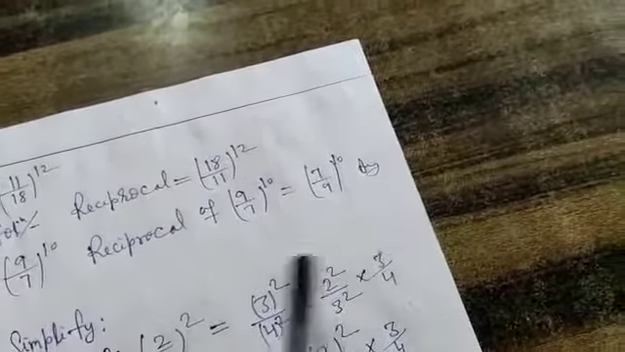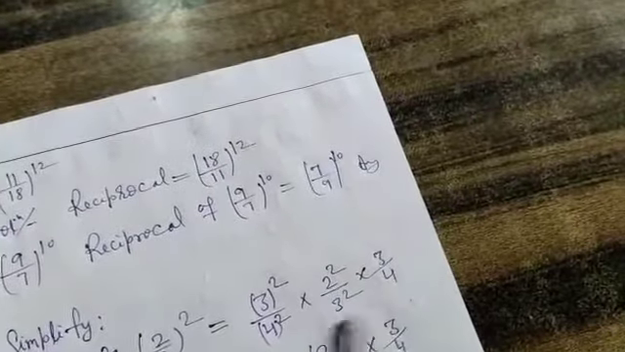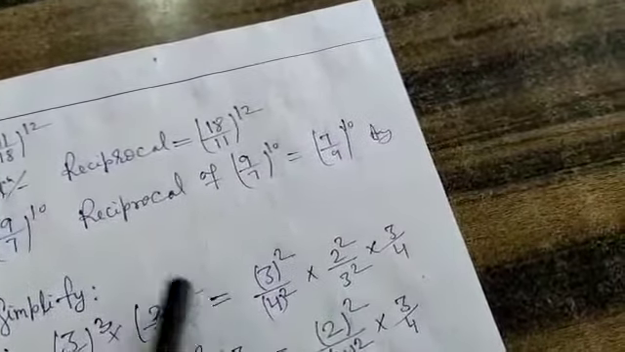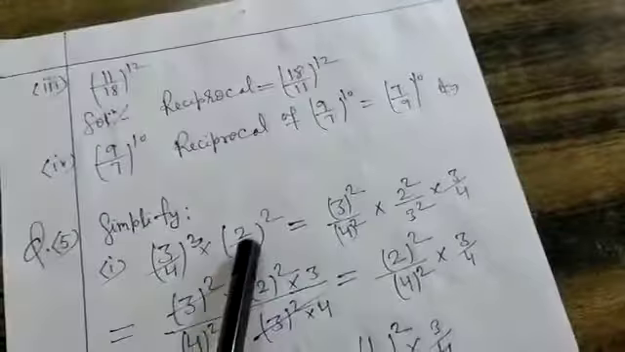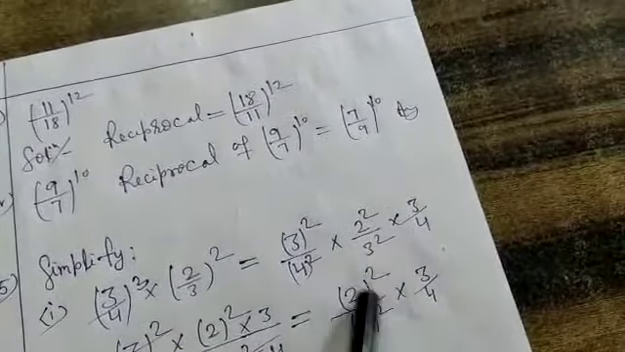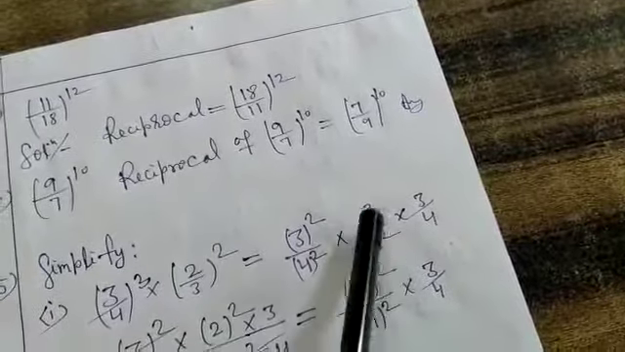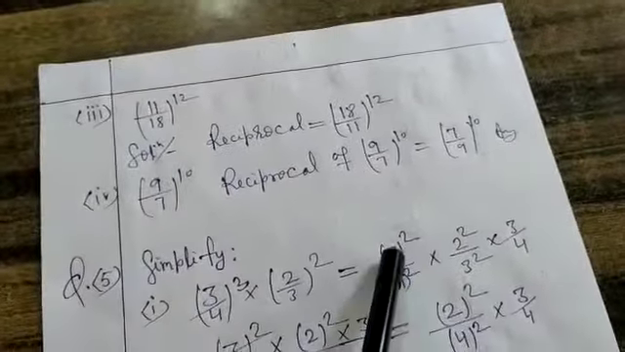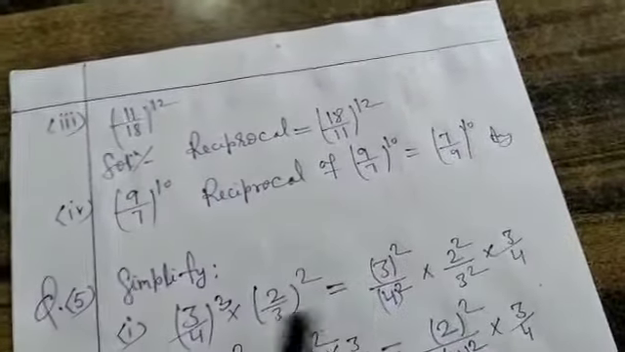So 2 plus 1 is 3, and again 2 plus 1 is 3. And into this fraction, for this you will write 2 square by 3 square, and a square by b square. So 3 square by 2 square by 3 square. Now let me multiply. So now we will multiply the numerators together and denominators together.